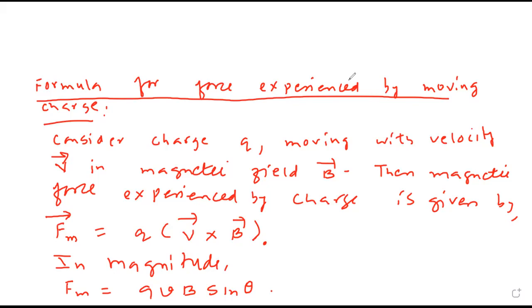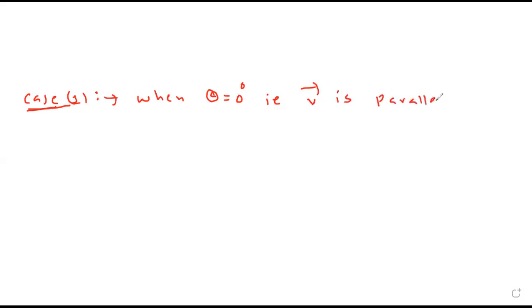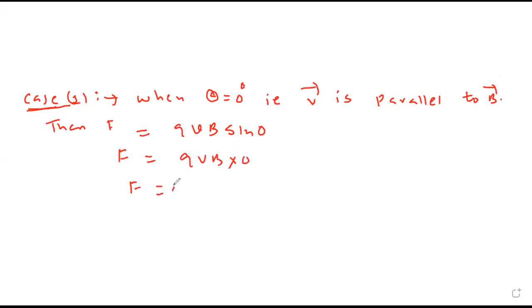Case 1. When theta equals 0 degree, that is V bar is parallel to B bar, then F equals QVB sin 0. F equals QVB into 0. F equals 0.